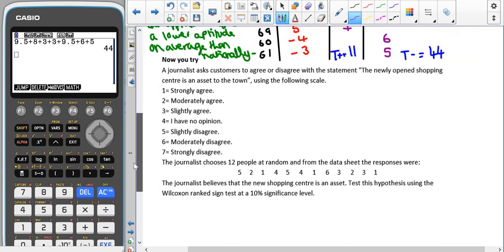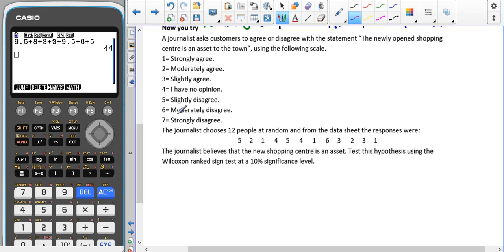I'd now like you to pause the video and give the Now You Try a go, being careful with the values here, and also we're trying to see that the journalist believes that the new shopping centre is an asset. So if you have a look here, the question is, the newly opened shopping centre is an asset to the town. You want people to be in these three numbers here. So you need to think about how you're going to get that across.